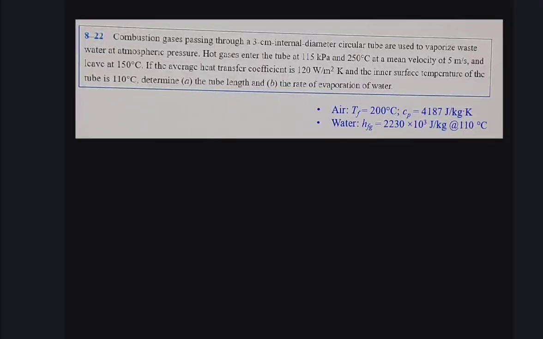Right, we have a chapter 8 question for heat transfer. So we have gases going through a tube, and we have hot gases enter at 115 kPa, 250 degrees C, and a mean velocity of 5 meters per second. They leave at some other temperature, and we're given H. We're given the surface temperature, and we want to figure out the tube length and the rate of evaporation of water.